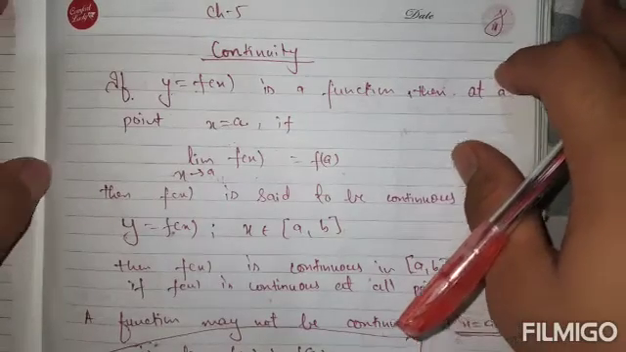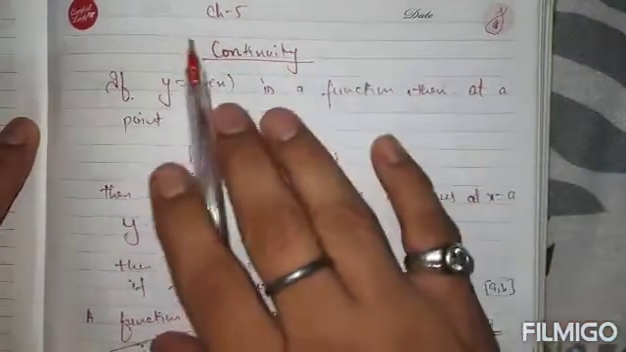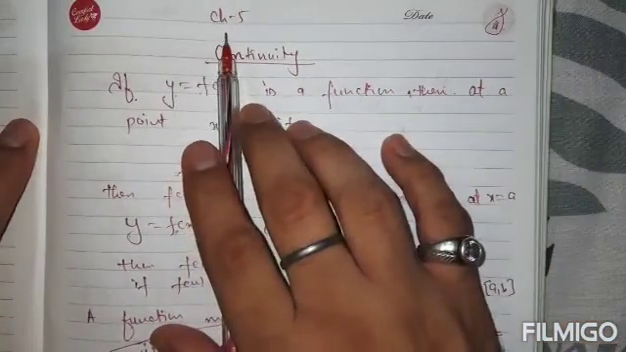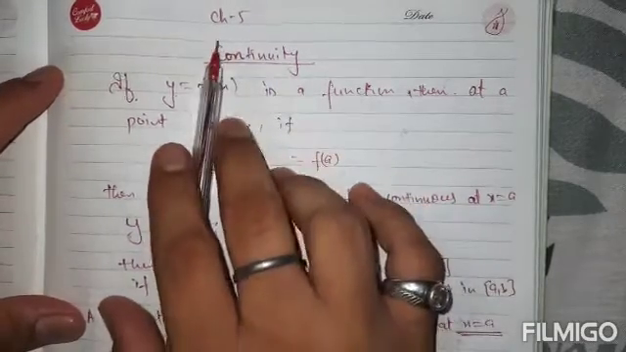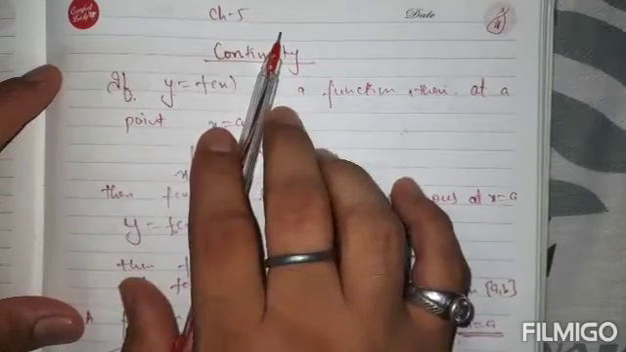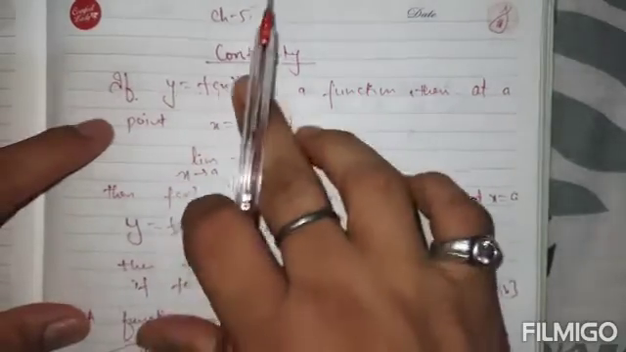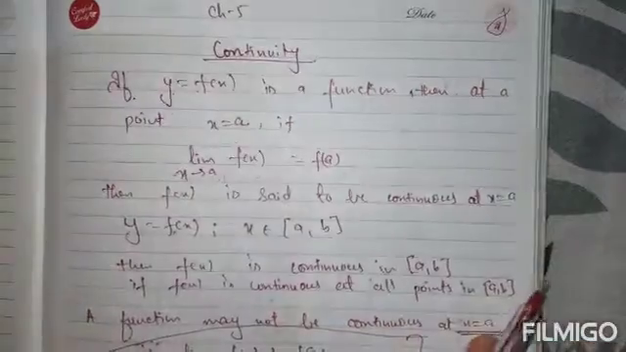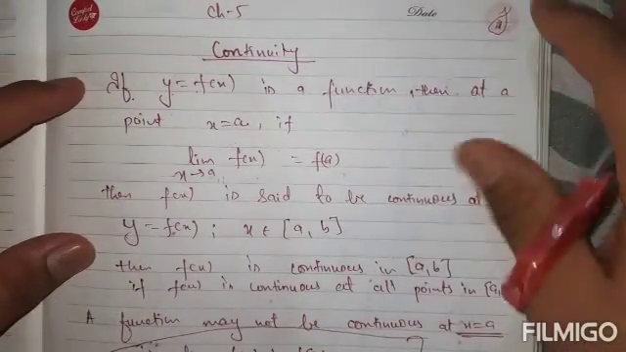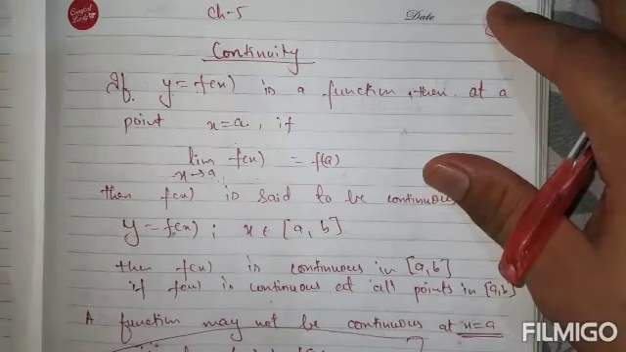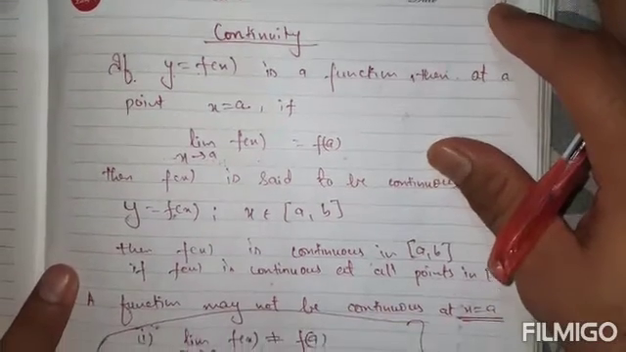Welcome students to this next video lecture. Now we are on chapter number 5. We will start the new topic, that is continuity. This chapter deals with continuity and differentiability and the differentiation methods. The first topic will be continuity. Students, this chapter is related to relations and functions, and it is also a chapter of calculus. The first topic is continuity.